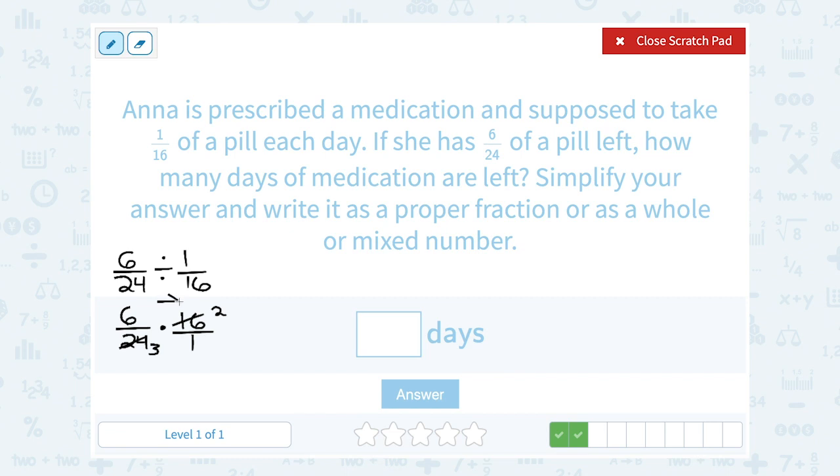And then I'm going to multiply straight across the numerator and straight across the denominator. So in the numerator or top, 6 times 2 gives me 12. And in the denominator or bottom, 3 times 1 gives me 3. Okay, and then this divides evenly. 12 divided by 3 is 4. So she has 4 days worth of her medication left.